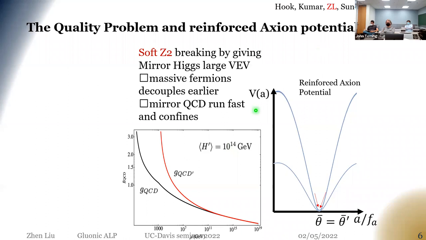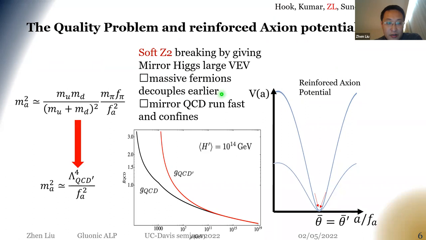Okay, when the QCD prime confines, question? What's the mass of the axion for that Higgs vev? What's the mass of the axion with this new QCD prime, right? So we'll see. Yeah. That's exactly the next line, okay?